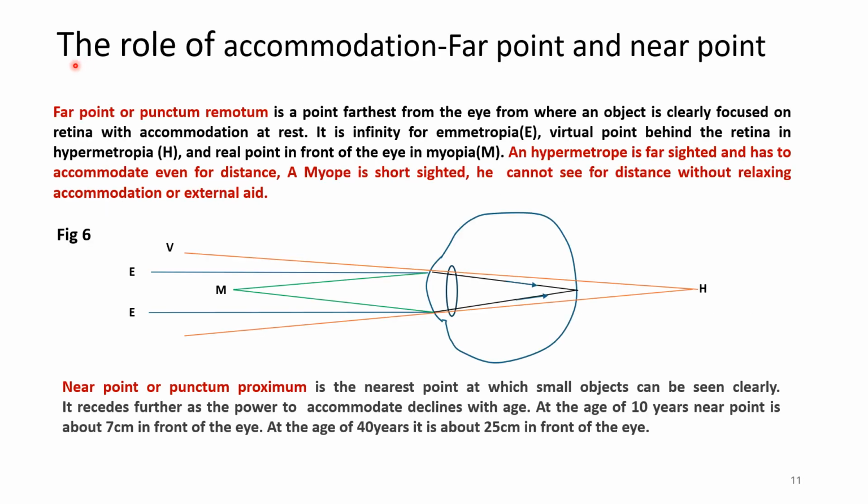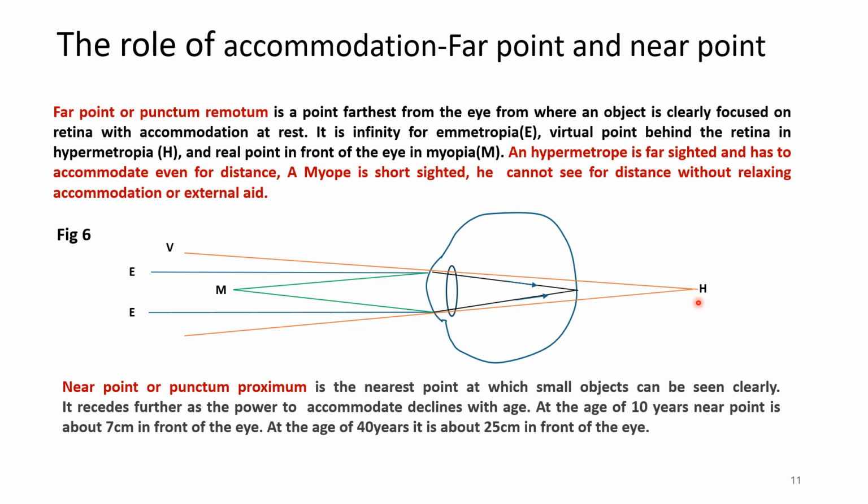Having understood the path of rays in various refractive states of the eye, let us see the role of accommodation, the far point and near point. Far point or punctum remotum is a point farthest from the eye from where an object is clearly focused on retina with accommodation at rest. It is infinity for emmetrope. It is a virtual point behind the retina in hypermetropia.